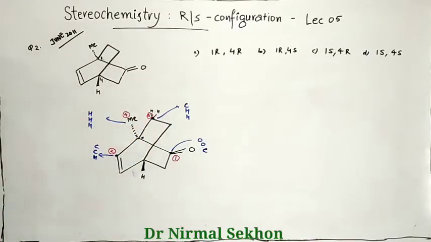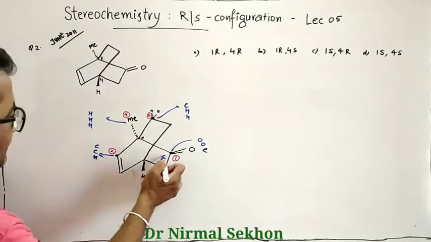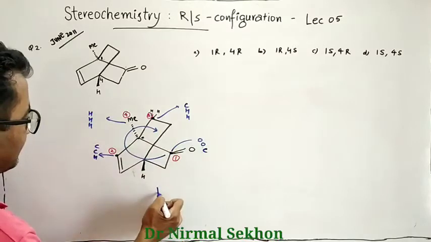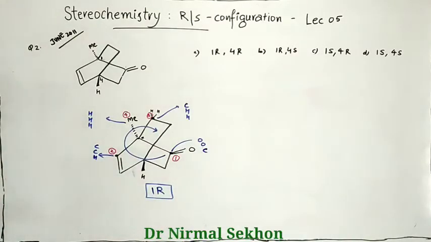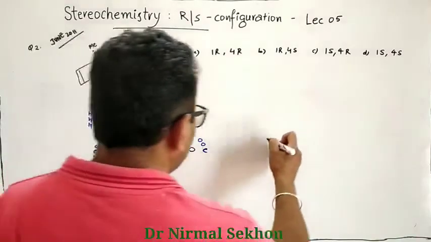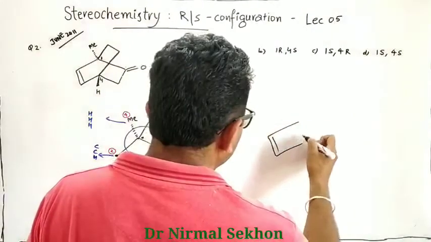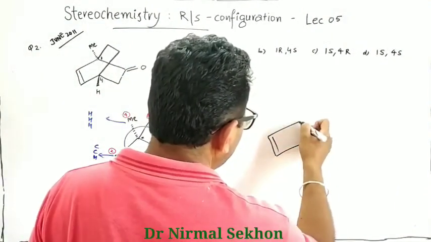Number 4 group is below the plane. It's very good. Just rotate your eyes from 1 to 2 to 3, it becomes R. So 1R. Okay. Then you will move to number 4. For 4 you will again redraw the structure like that.